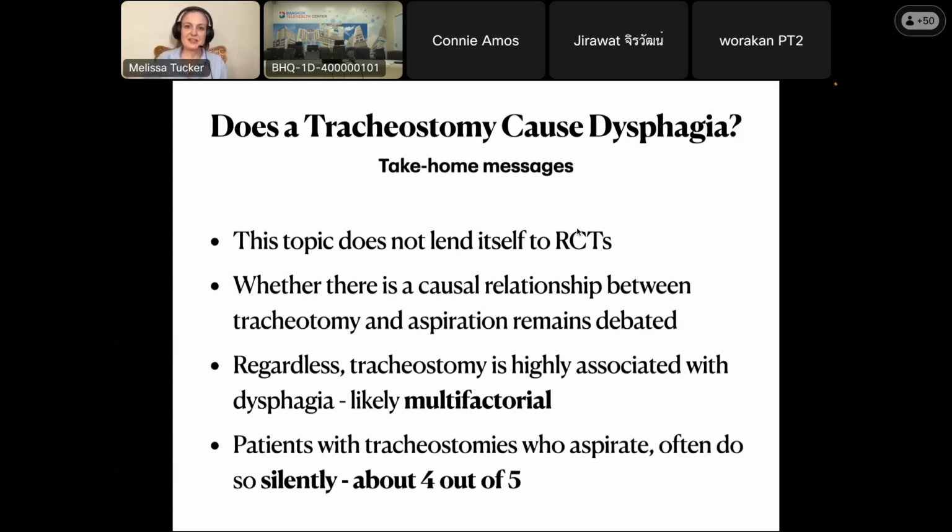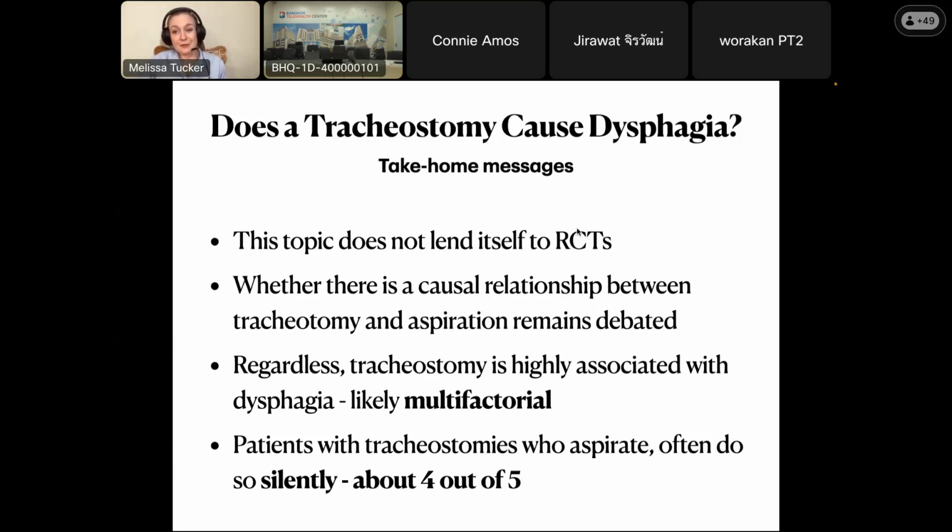So, does a tracheostomy cause dysphagia? The take-home messages, I would say, for clinical practice is that this topic really does not lend itself to randomized controlled trials. So we're looking primarily at retrospective studies and observational studies. We're using our own clinical practice and our clinical judgment. Whether there's a causal relationship between tracheotomy and aspiration remains debated.